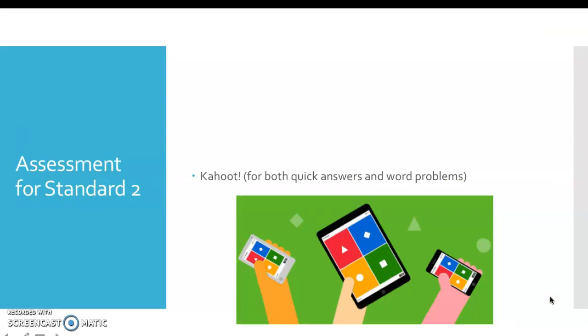And lastly, I'm going to share my assessment for Standard 2, and that's Kahoot. So I absolutely love Kahoot. And it populates awesome reports that show you how quickly students were getting the answers, if they were even getting the correct answers, and kind of where their mistake was. So I love that Kahoot populates those reports for you. And again, it's just an easy assessment that you can quickly check to see if everyone's got it, and the kids are super engaged for that one.